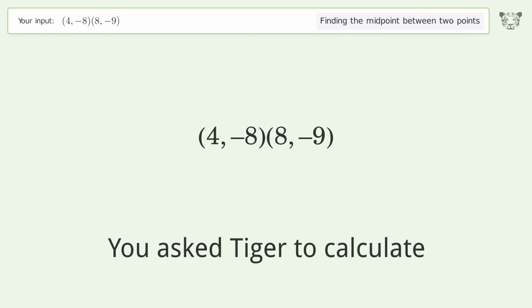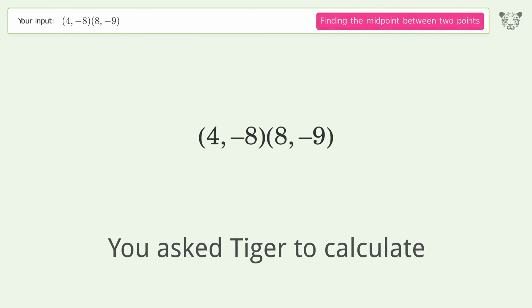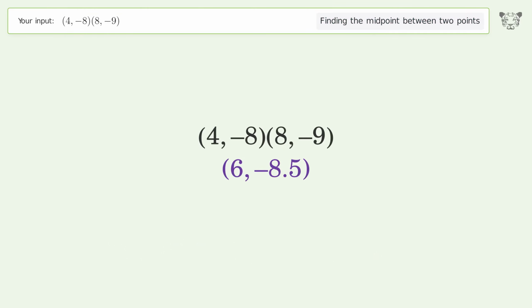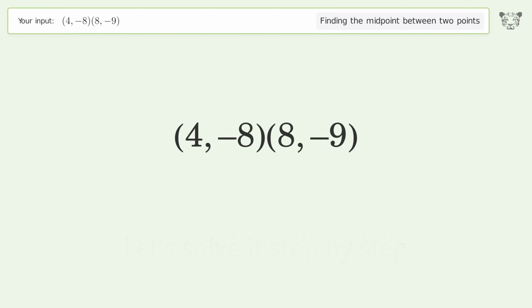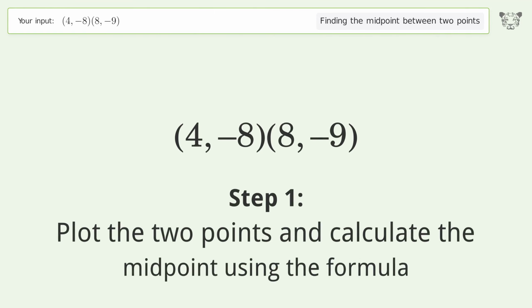You ask Tiger to calculate. This deals with finding the midpoint between 2 points. The midpoint between the 2 points is 6, -8.5. Let's solve it step by step. Plot the 2 points and calculate the midpoint using the formula.